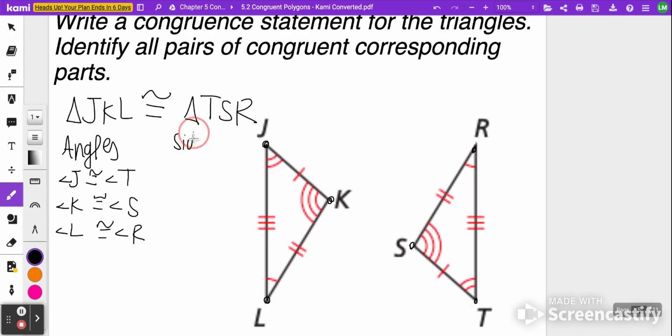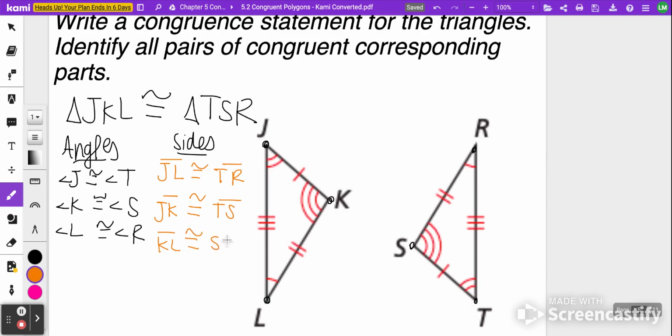Now let's talk about our sides. The sides that are congruent are going to have those same tick marks. So side JL is congruent to side TR. Side JK is going to be congruent to side TS. And then side KL is going to be congruent to side SR.